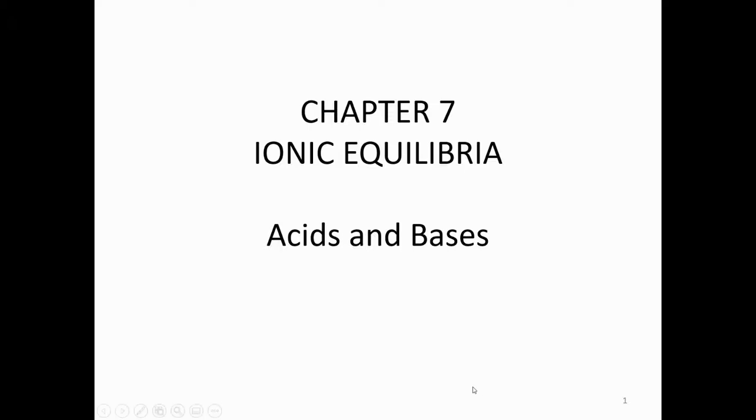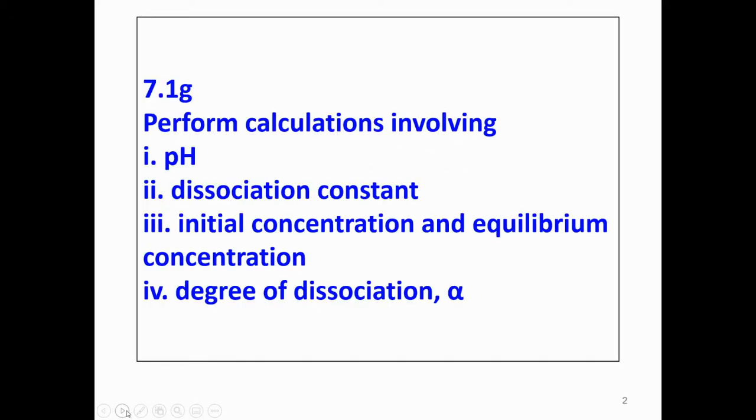Welcome to Chapter 7, Ionic Equilibria. Now we are going to learn how to perform calculations involving pH, dissociation constant, initial concentration and equilibrium concentration, degree of dissociation. This part is almost similar to Chapter 6, Chemical Equilibrium, except for pH.